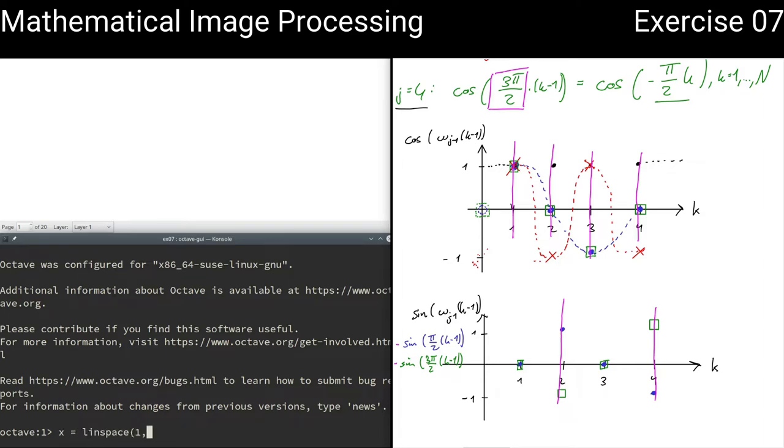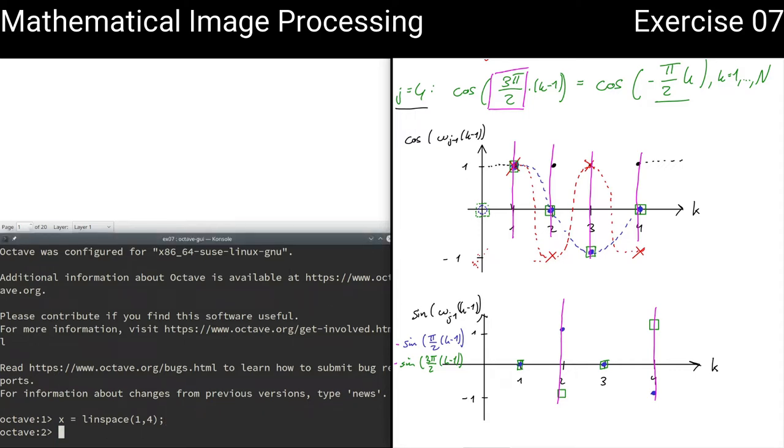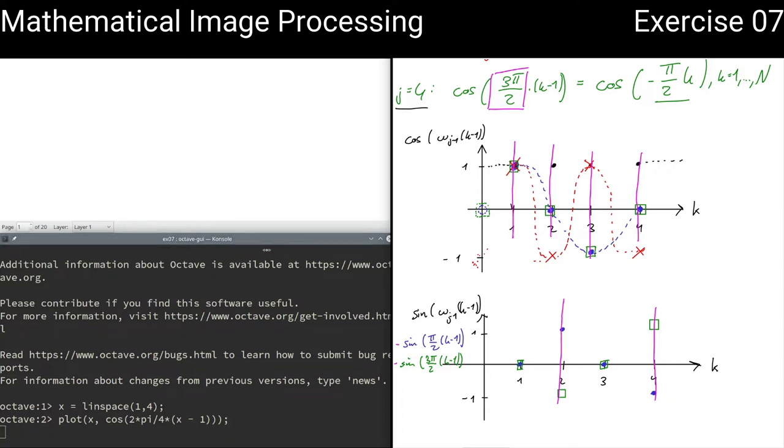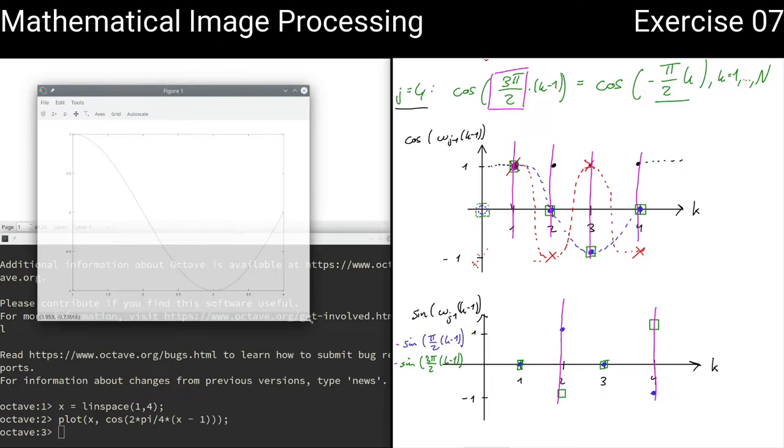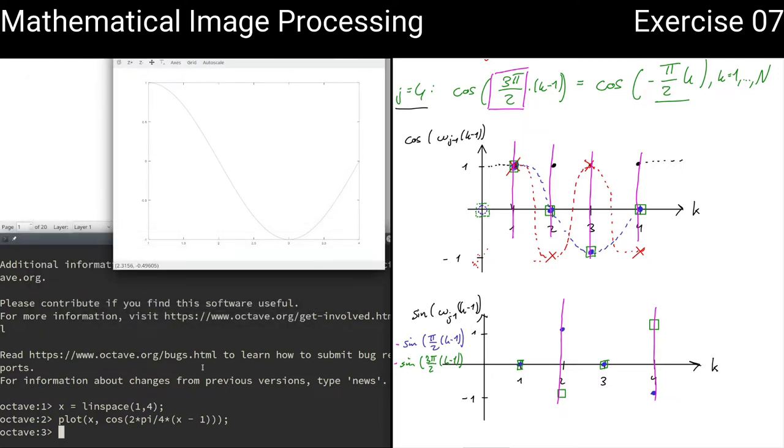So I'm on the interval from 1 to 4, just like we have indices going from 1 to 4. And now I want to plot the cosine of 2 times pi over 4 times x minus 1. Okay, so this is just the cosine over one period. So far, so good.